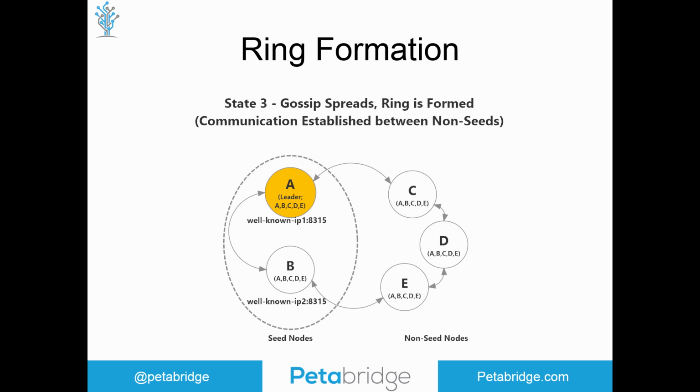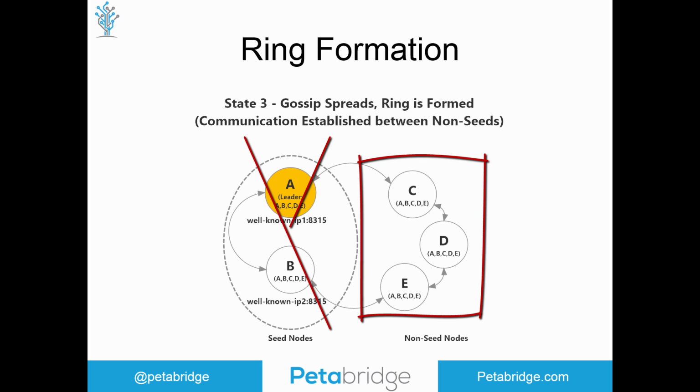The communication is also established between non-seed nodes. So now, node C and node D and node E all begin to talk to each other directly. And then they can actually communicate even if a seed node dies. So once your cluster is up and running, if the seed nodes die, that will not stop the processing and the work that takes place within your cluster. The other nodes in the cluster already know about each other, and they no longer need the seed node to work with each other.